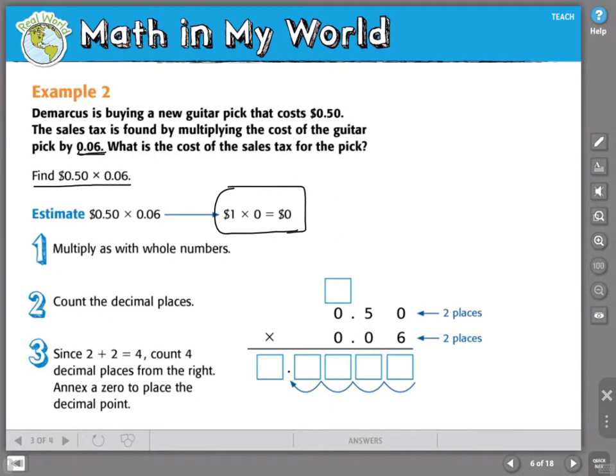Again, we're going to multiply just like these are whole numbers. So 0 times 6 is 0. 5 times 6 is 30. I'll carry my 3. 0 times 6 is 0 plus 3.